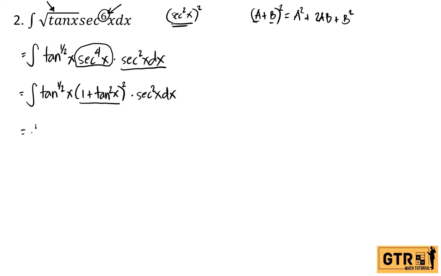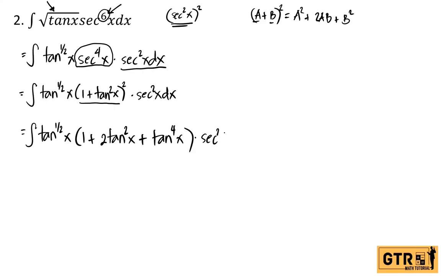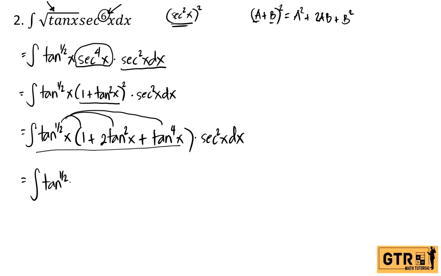Therefore, we have tangent raised to 1/2 x, and then 1 square, which is still 1, plus 2 times the product of 1 and tangent square, so we have 2 tangent square x, plus the square of tangent square, so we have tangent to the fourth x, times secant square x dx. So it's now in terms of powers of tangent only. So we just distribute the tangent raised to 1/2. Therefore, we have tangent multiplied by 1, so it's still tangent raised to 1/2 x, plus 1/2, just add the exponent, so we have 2 here.